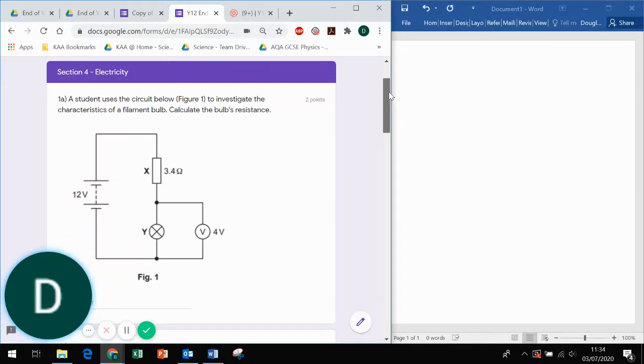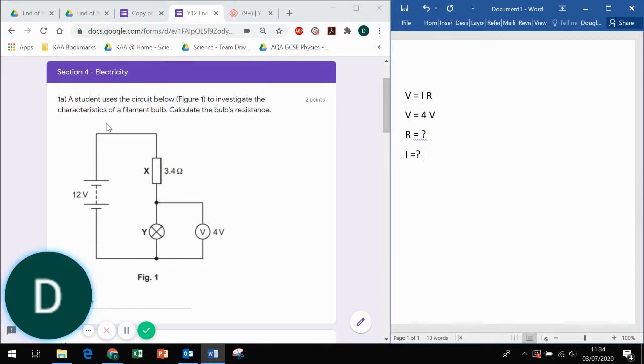To the electricity section. A student uses the circuit below to investigate the characteristics of a filament bulb. Calculate the bulb's resistance. If you want to know the bulb's resistance, you want to use the equation V equals IR. V is 4 volts, R we don't know, and I we don't know, so we need to work that out. How can we work that out?